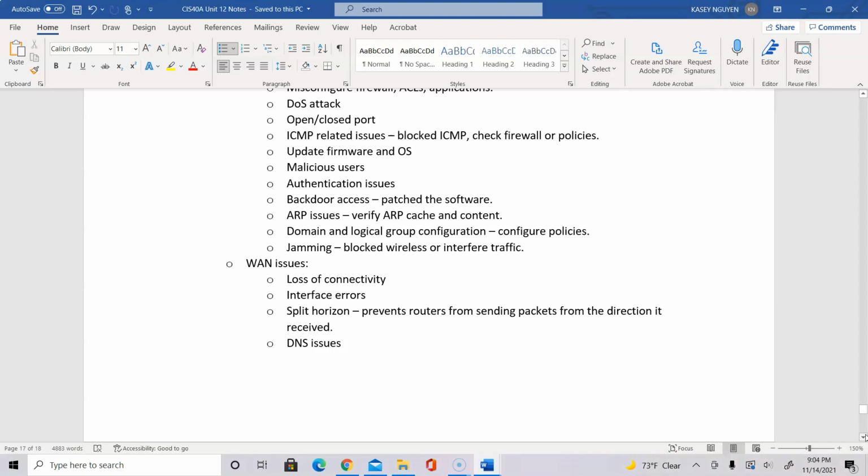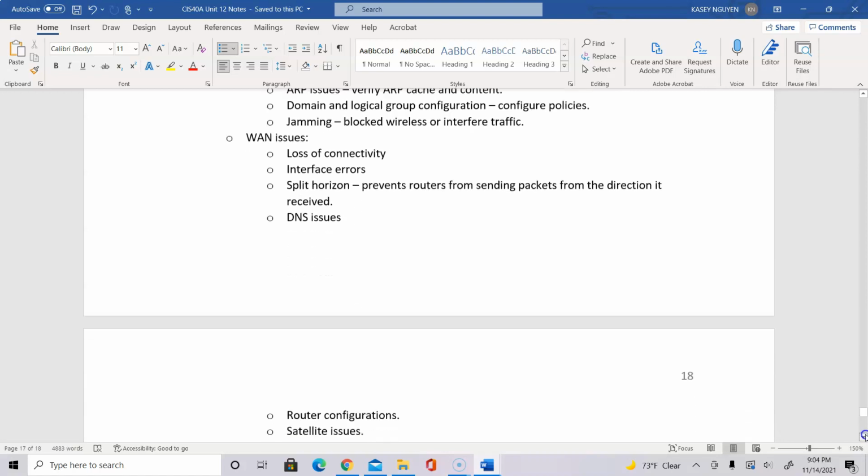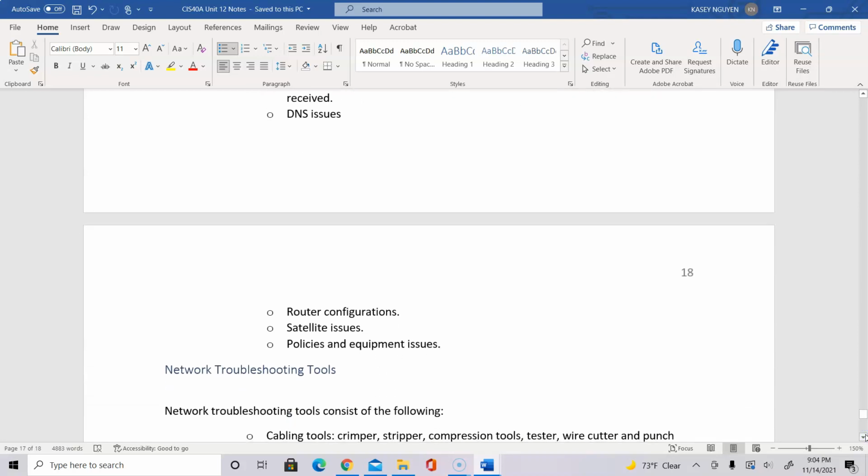Interface errors, where it would use different types of interface and device. And then in the case where we would use routers to send packets for redirection, split horizon can prevent the routers from doing that. And we might have the DNS issue, so we want to be able to look at our DNS configurations and resolve the DNS correctly. Or we might have satellite issues, policy and equipment issues. So some of this can also lie in the WAN area, where we have to be in touch with the service provider in order to resolve some of the problems.